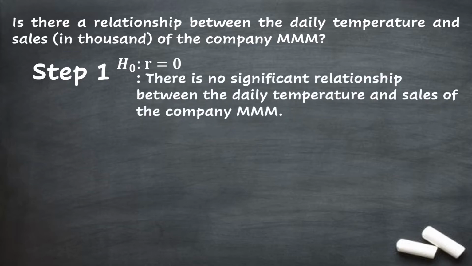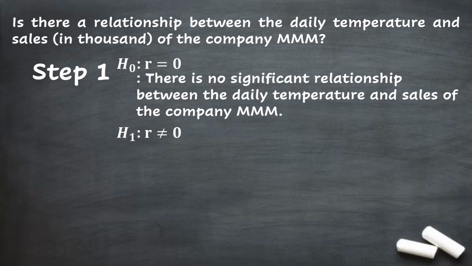In sentence case, we can also write the null hypothesis as there is no significant relationship between the daily temperature and sales in thousand of the company MMM. Next is the alternative hypothesis. The alternative hypothesis is r is not equal to 0.